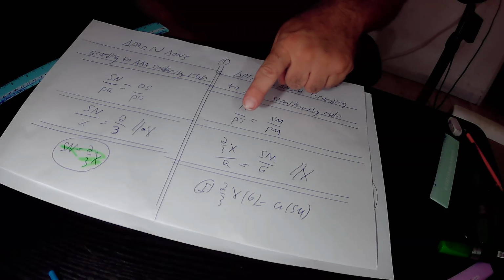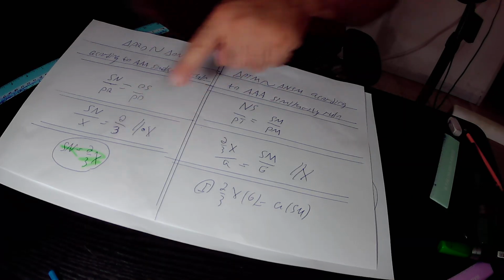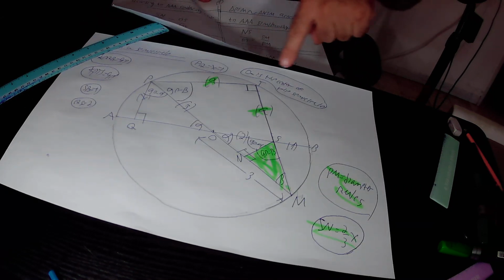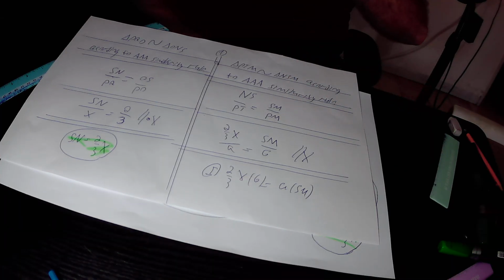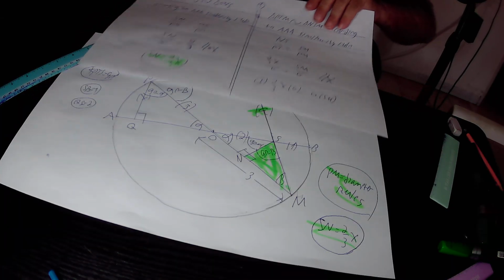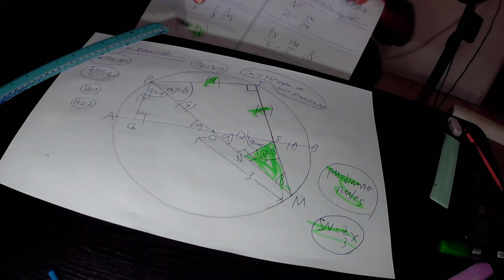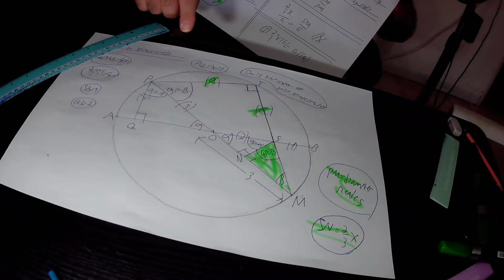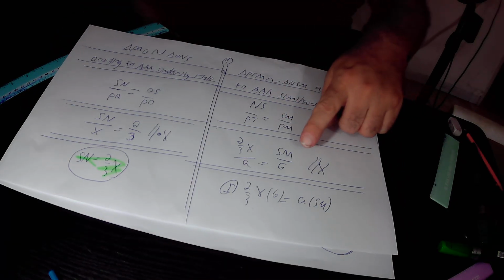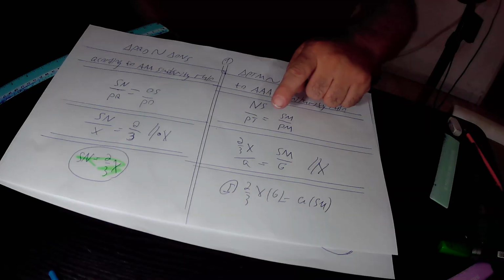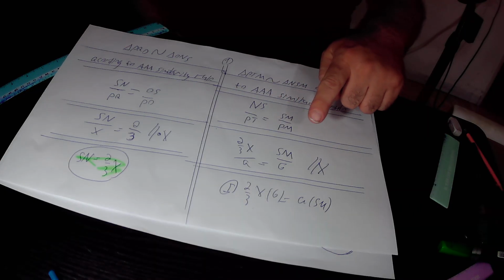SN is 2/3 X. PT, according to our definition, is A. SM is the missing side, so we leave it as it is. PM is the diameter of the circle, that is twice as long as the radius. The radius is 3, therefore the diameter must be equal to 6. So PM equals 6. So in total, we find that 2/3 X over A equals SM over 6.